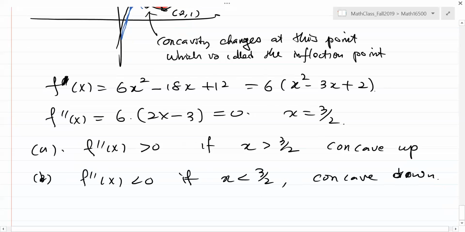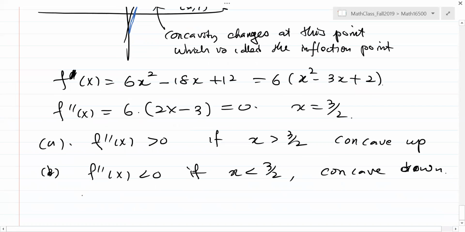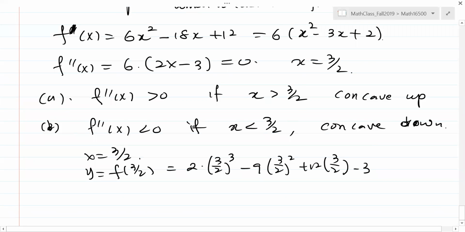So what's the point of the inflection point? We have to find the value of the function when x equals 3/2. The y value, you have to do the calculation. It's going to be 2 times 3/2 cubed minus 9 times 3/2 squared plus 12 times 3/2 minus 3. You have to simplify it.